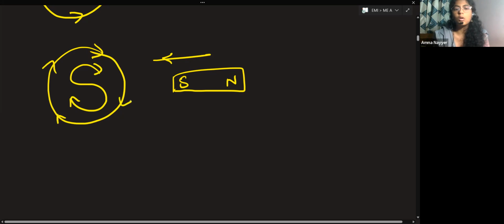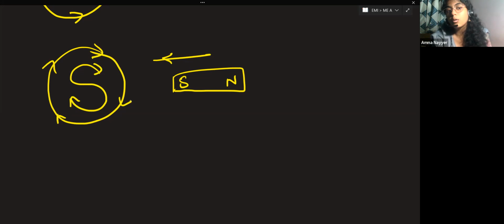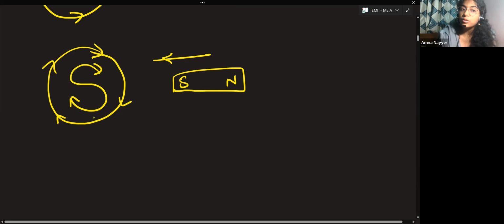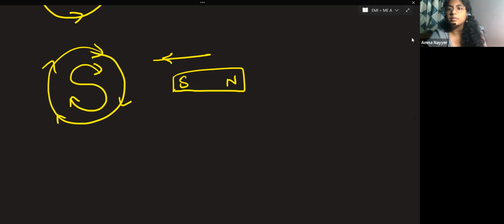So this is clockwise. So these kinds of questions are asked in the exam, that if south polarity is approaching towards a circular coil, what is the direction of the induced current developed? So induced current develops in a clockwise manner, so that the polarity is south, and south repels south, because repulsion is the only solution now. Let's take some more examples.